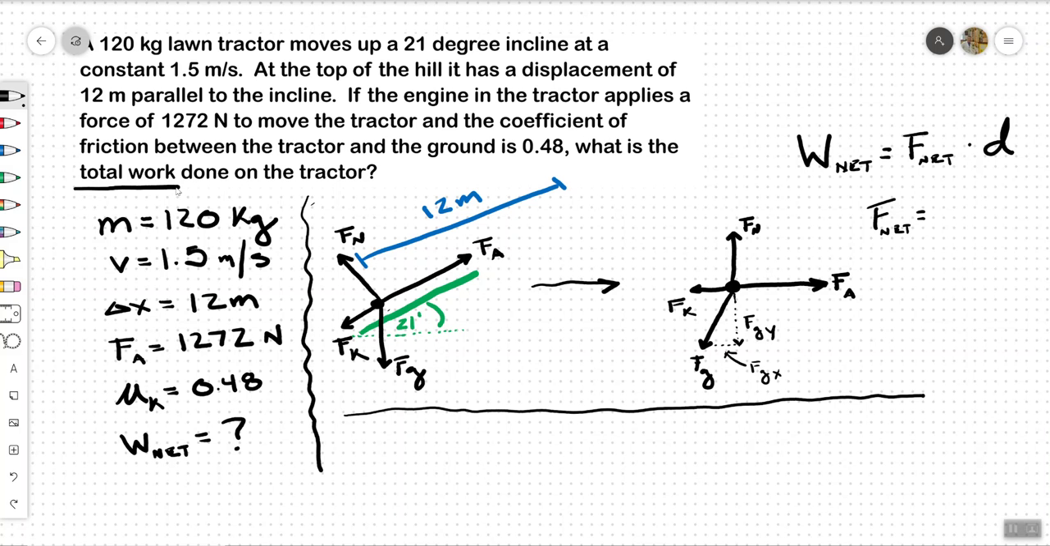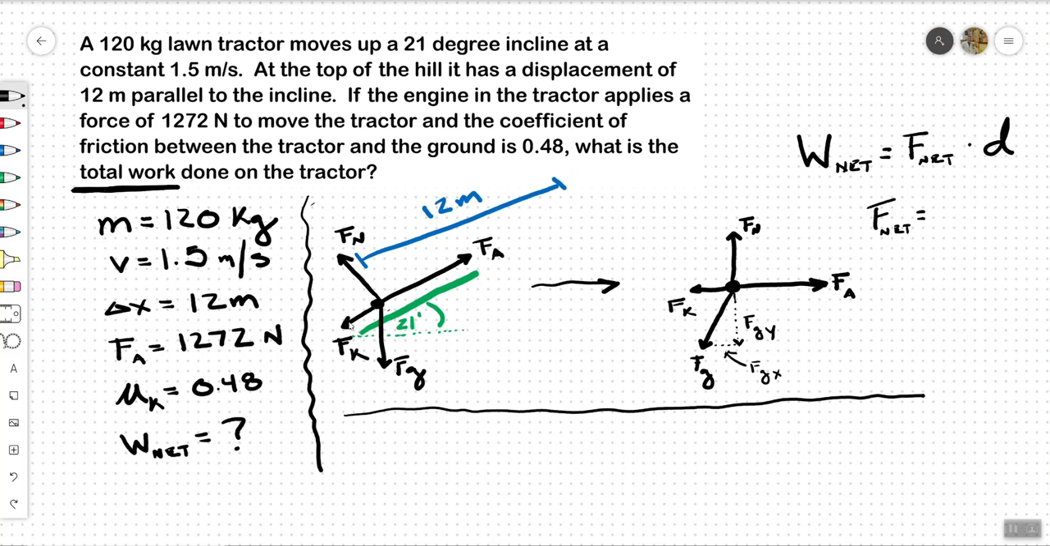Okay, so now we need total work. So that's going to mean we need net force done on the tractor. So I've got this all set up: mass, velocity, displacement, force, coefficient of friction, and they're asking for total work or net work. So we're going to need net force to get net work. Here's my picture: 21 degree incline. I've drawn all the forces. The applied force from the engine. There's some frictional force. We know that there's a force of gravity, and then we know that there's normal force, and it moves 12 meters up the hill.